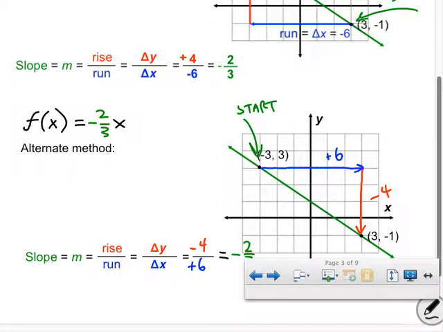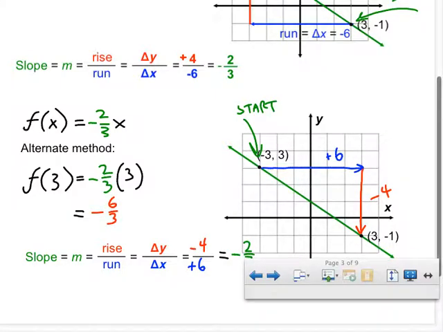So f of 3 equals -2/3 times +3. What's that going to give me if I simplify that? Two-thirds times 3, what do I get? 6/3. In this case, it's a -6/3. And -6/3 is really what? It's negative 2, right?